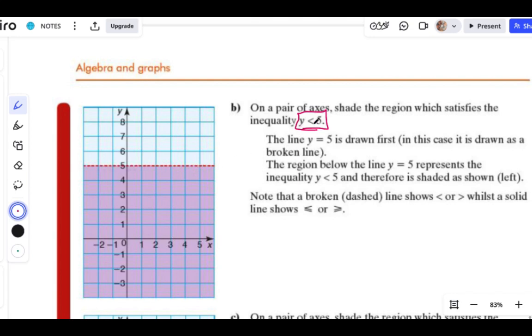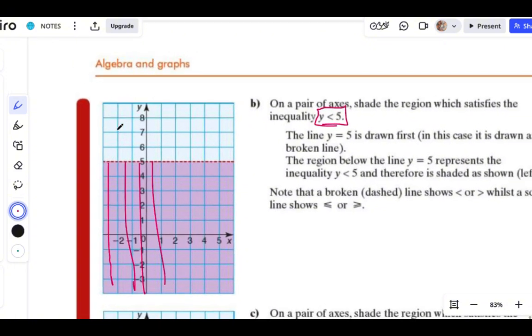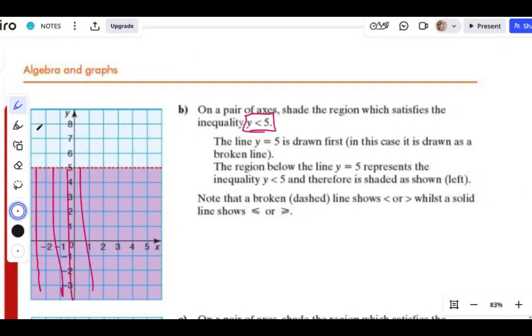So we should shade the region where y is less than 5. Where is less than 5? Below 5, right? So we shade all of this region. This is below 5, less than 5. Above 5 is greater than 5, which is upward on the y-axis. Everything upward is greater than 5. Everything here is less than 5. So y is less than 5 is this way.